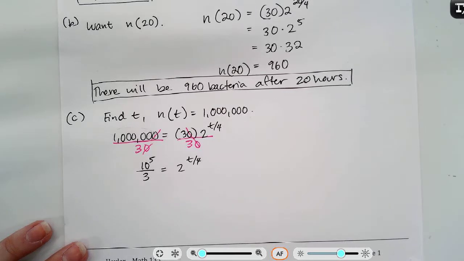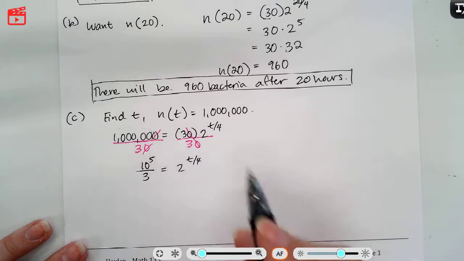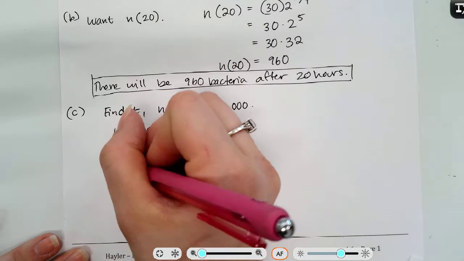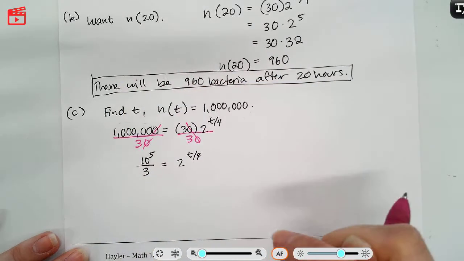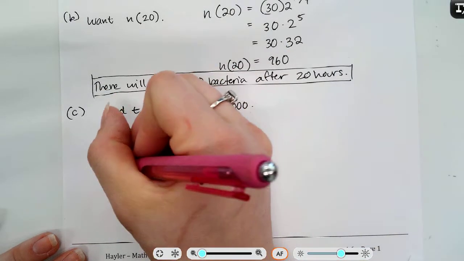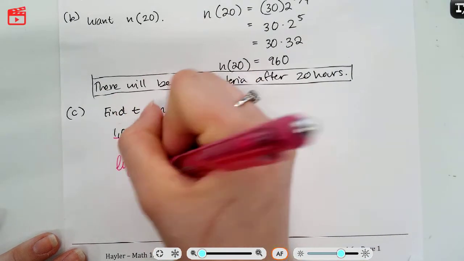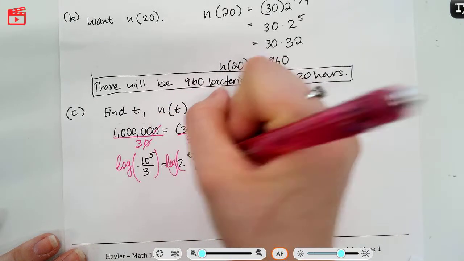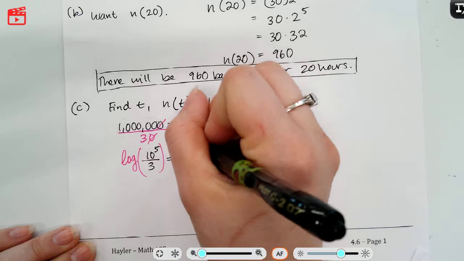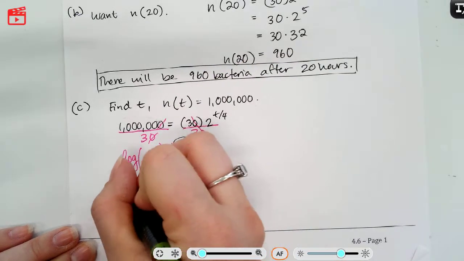All right, well, my variable is up in the exponent, so to get it down, remember, we're going to log both sides to get that apple out of the tree. Logging both sides, I could use log base 10 or log base e. Since I have that 10 there, I might just go with log base 10, the common log. And using that, that's how we can bring our exponents down to the front.